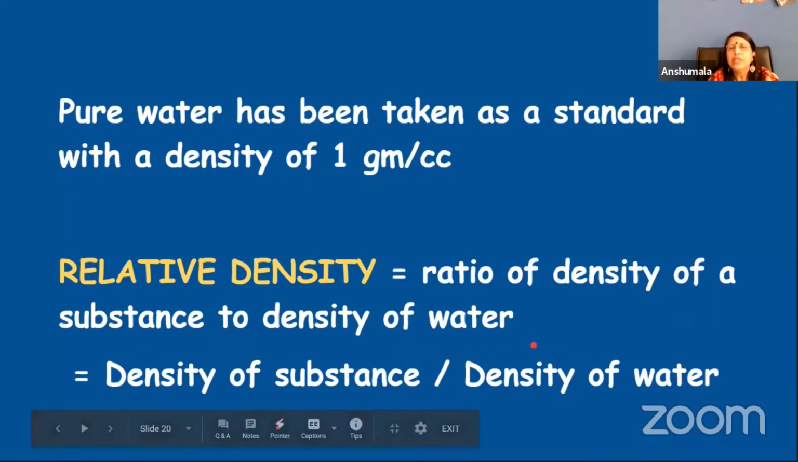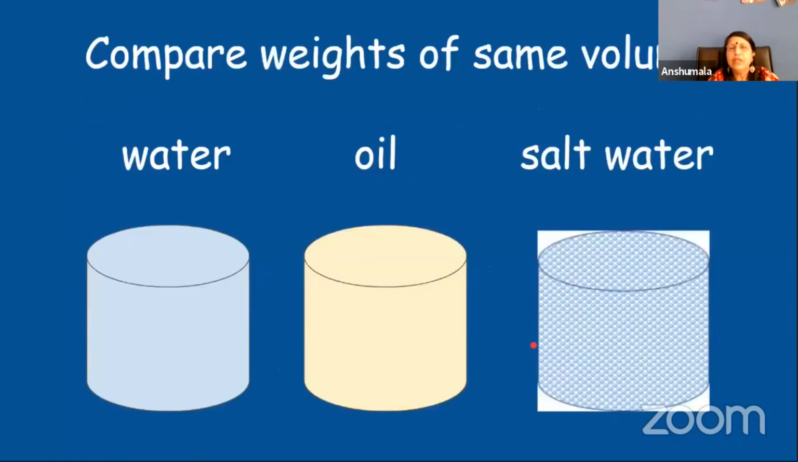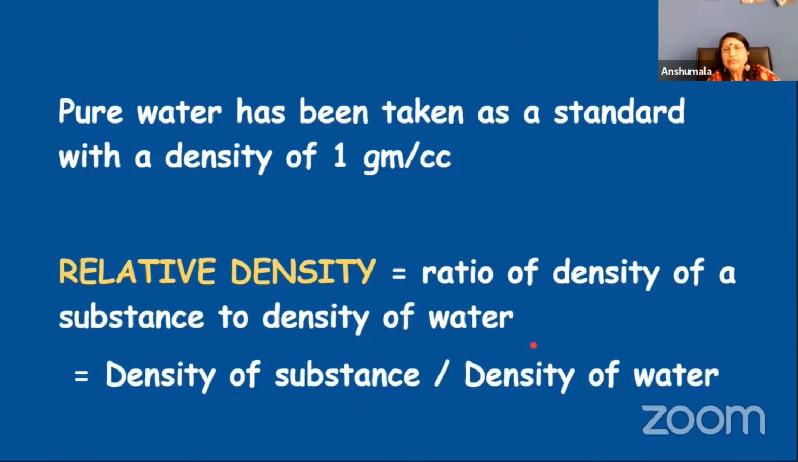For example, steel has a density of 7, so its density is 7 times water. So we say its relative density is 7. Relative density is just a ratio. It will not have units.